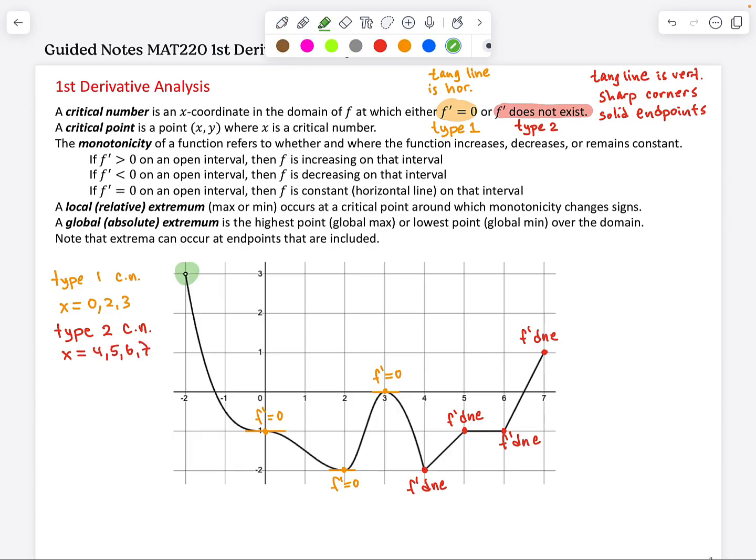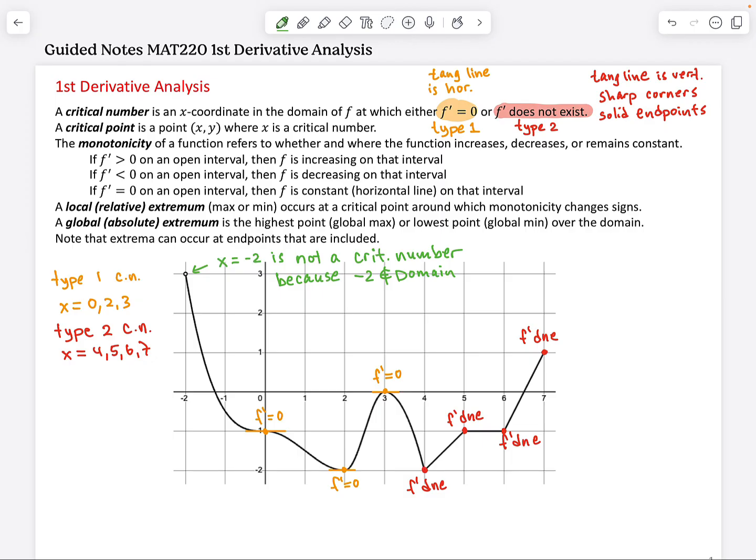Over here we have a hollow endpoint. A location on a graph where there is no point cannot represent the location of a critical number because a critical number must be an x-coordinate in the domain of the function. So x equals -2 is not a critical number because -2 is not in the domain of the function. There is no point there.